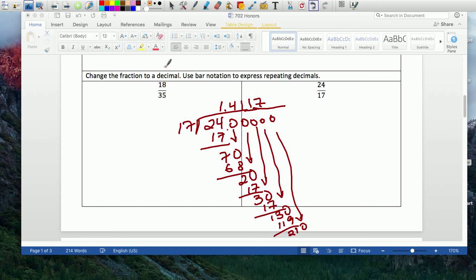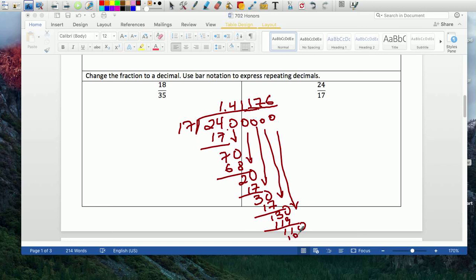I made a mistake here. Yeah, I made a mistake. So let me go back. My mistake was that one. So it's probably 17 times 8, not times 7. No. 17 times 7, it was correct. So what did I do wrong? 119. Oh, I'm sorry. It's 11 left over. Bring a 0 down. Bring a 0 down. 17 times 5? No. 17 times 6. 17 times 6 works.